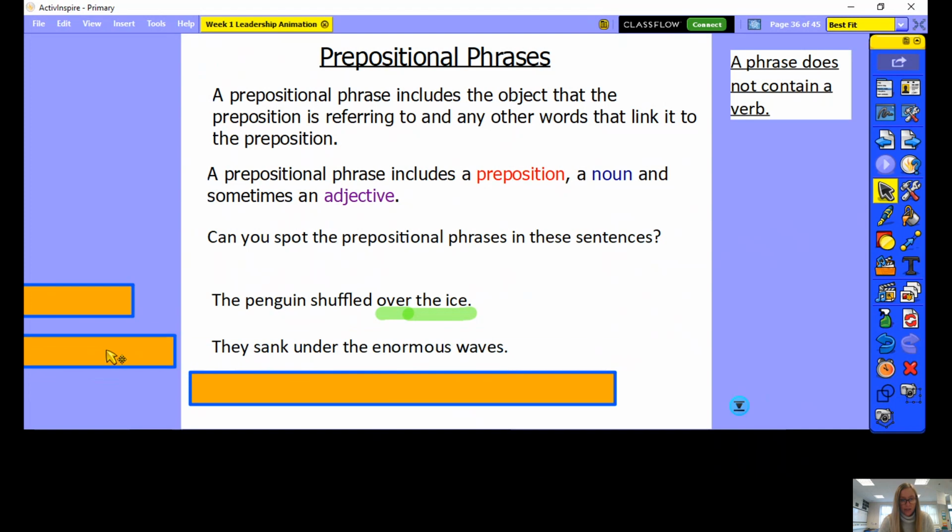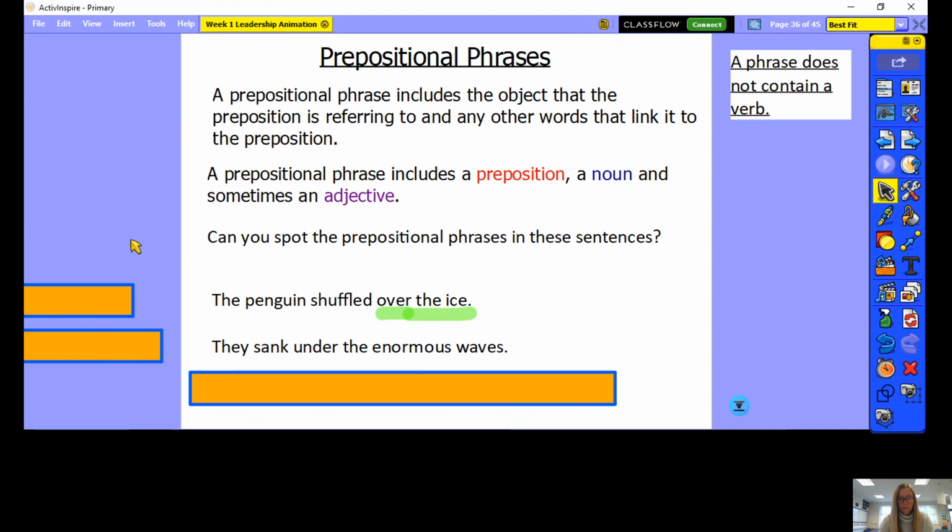Okay, our next sentence. They sank under the enormous waves. What part of the sentence do you think is the prepositional phrase? Pause the video now, and perhaps you could write the phrase down this time.